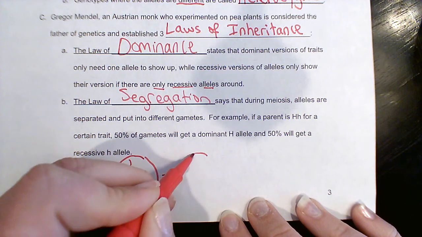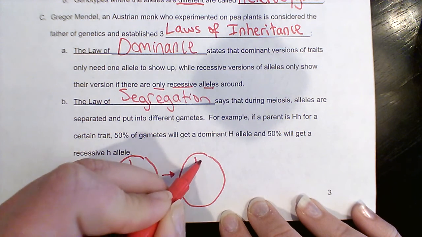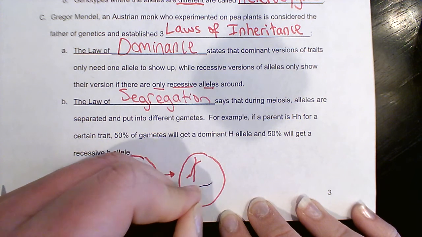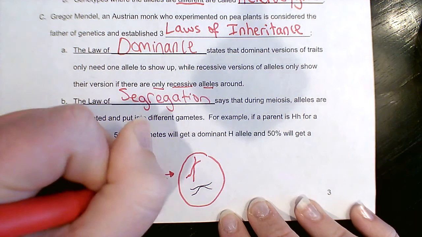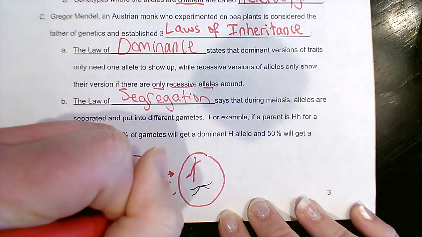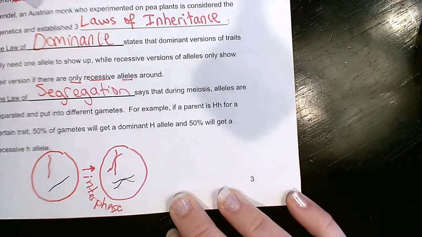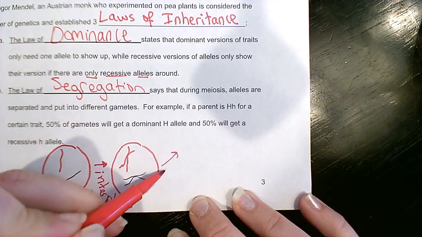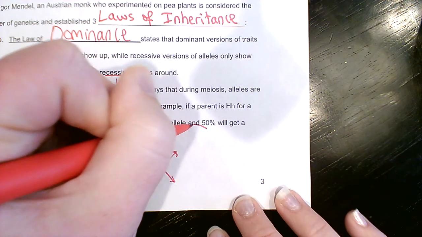in interphase, those chromosomes would copy. So then they would have their copy. Okay, so remember this is interphase, when we copy our DNA. Then I'm going to leave crossing over out for the purposes of this. I'm just trying to keep it simple.